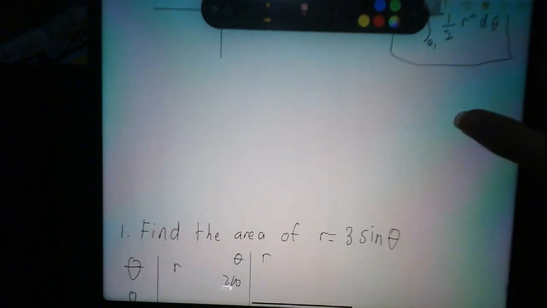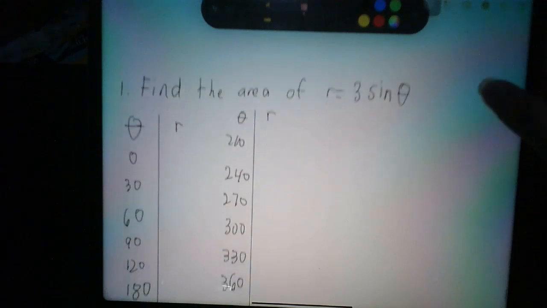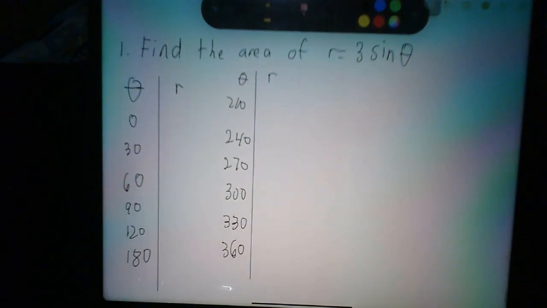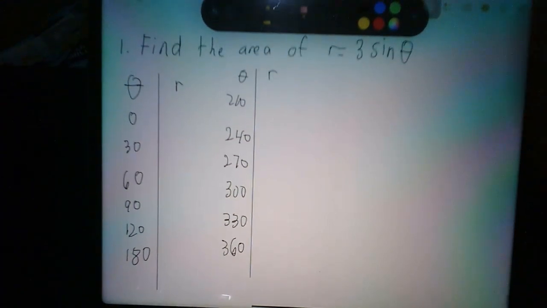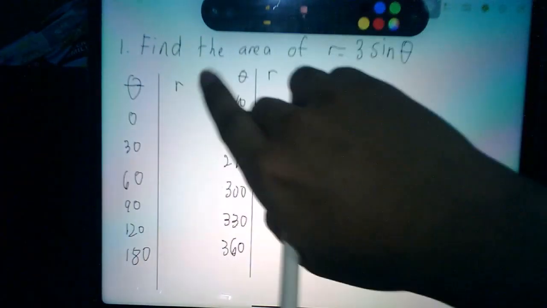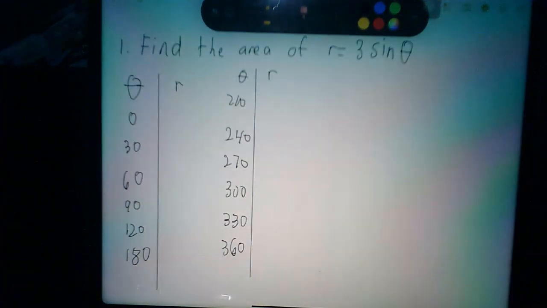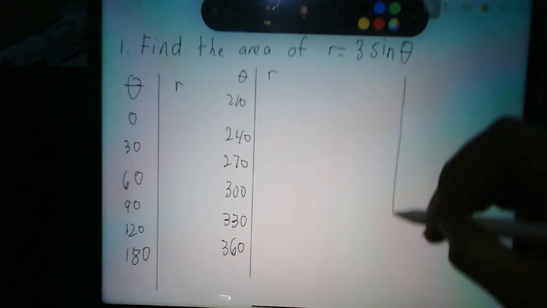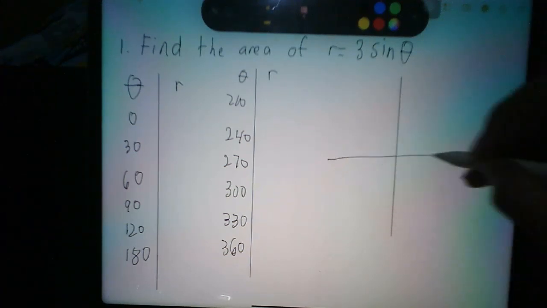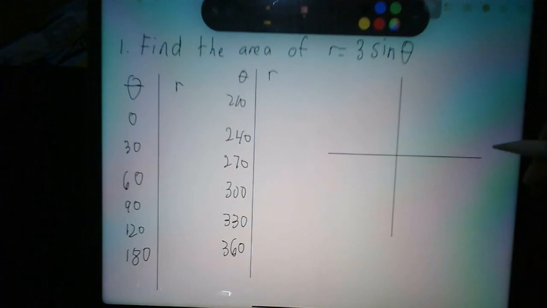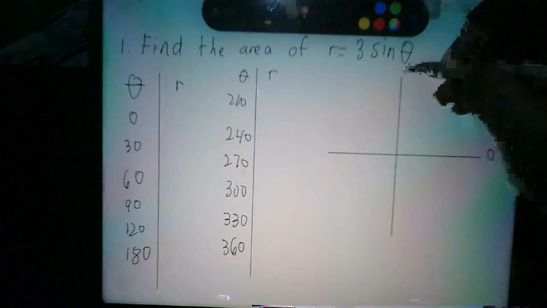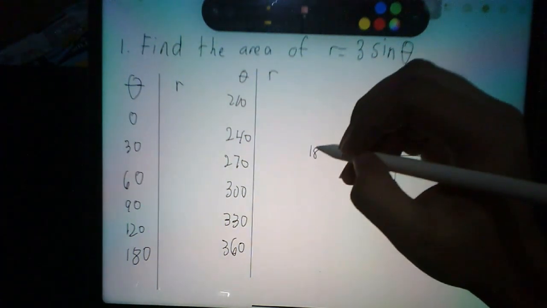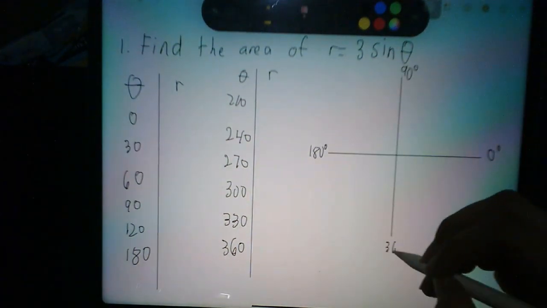So now let's move on to our first example here. Find the area of r equals 3 sine theta. So first, we need to find the theta. As I already put the theta here, the theta is equal to the angle of the graph. Let's say this is the angle, this is the graph. So we all know that this is 0 degrees, this is 90 degrees, this is 180 degrees, and this is 360 degrees.